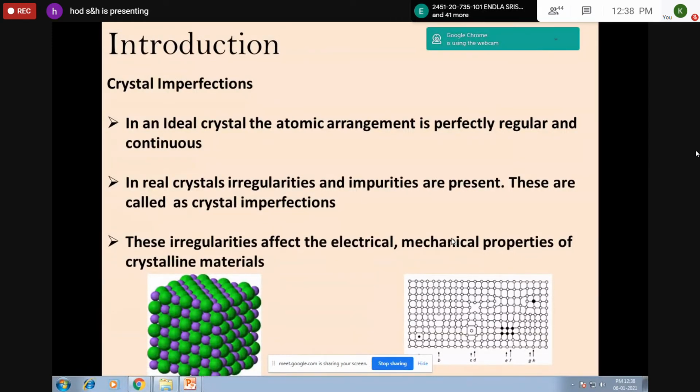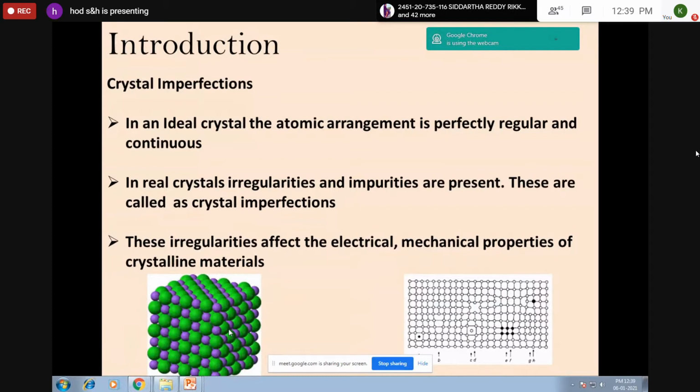So in the first diagram, you can see an ideal crystal. All atoms are perfectly arranged in 3 dimensions. This is 2 dimensions, but the same can be extended to 3 dimensions. So in an ideal crystal, the atoms or molecules are packed very perfectly. There is a regular periodic arrangement of atoms or molecules in an ideal crystal. But coming to real crystals, this is not possible, at least in 1 dimension or at some points, there are certain irregularities and impurities present. And these are called crystal imperfections. So in an ideal crystal, there is no impurity, there is no irregularity, everything is perfect. Each and every lattice point is occupied with an atom which has an identical environment. But it is an ideal crystal.